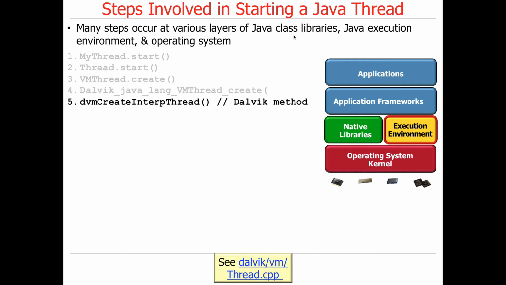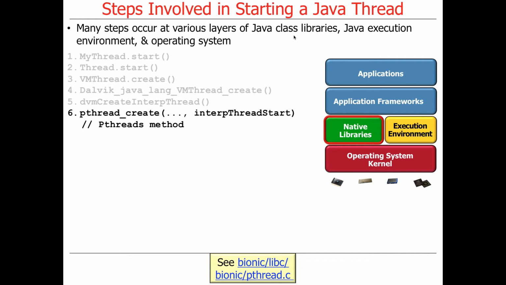That calls down into something inside of the underlying virtual machine, DVM, that stands for Dalvik Virtual Machine, create interp thread. So we're still in the execution environment layer, but we're a little bit lower down in that. We're in the VM part of it. That method, which is written in C, now calls a pthread create method, which comes out of the native libraries. So now we're talking about native libraries that are written in C that are part of the Android platform, the native libraries. This would be libc.